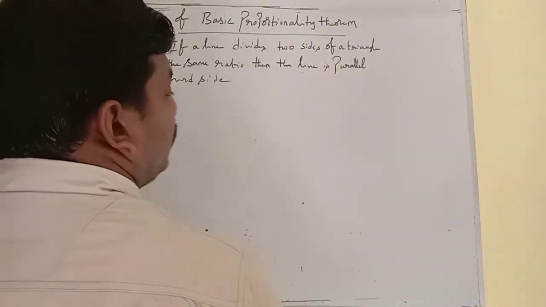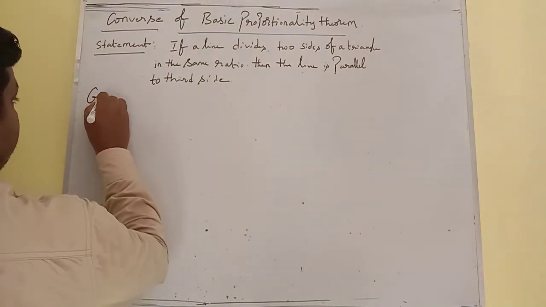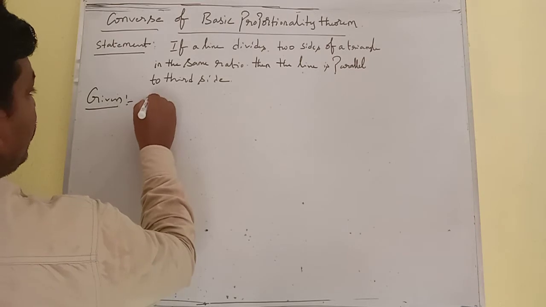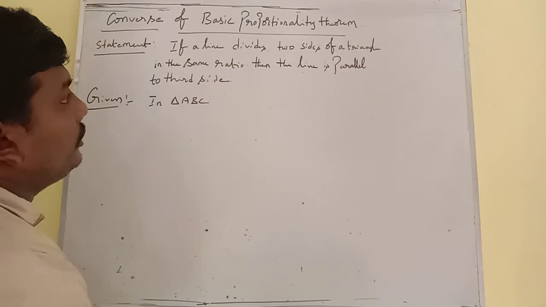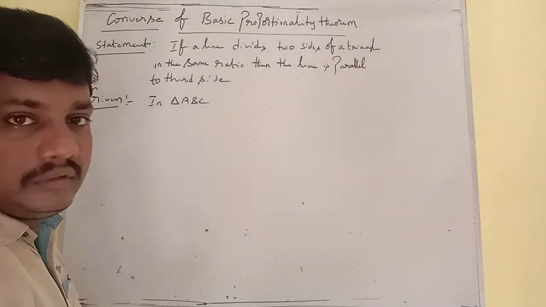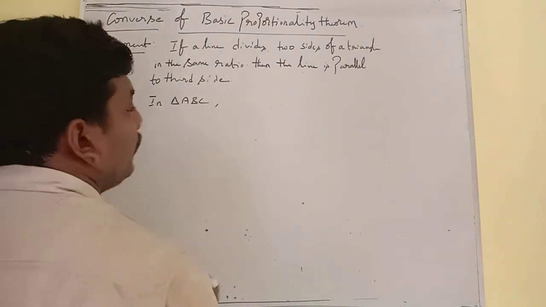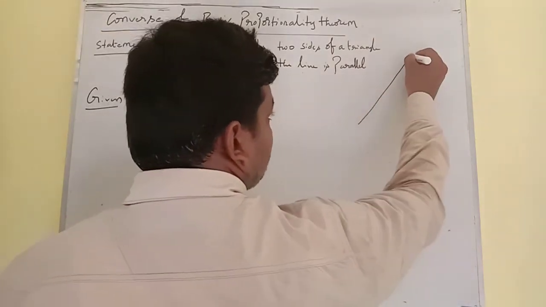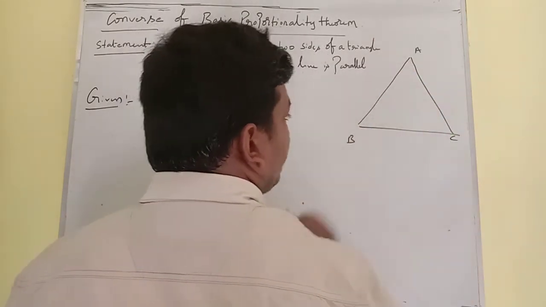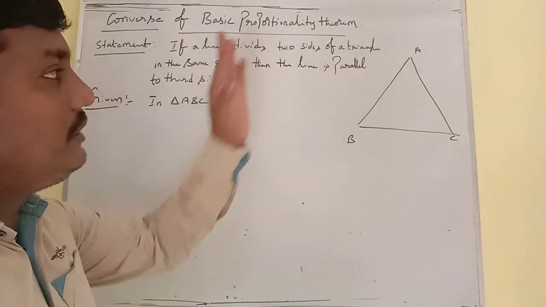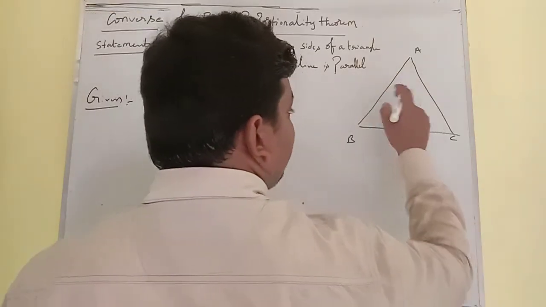Now how will the diagram be, we know already. So what is given here? In a triangle ABC, let me consider triangle ABC first. This is a triangle ABC. If a line divides two sides of the triangle in the same ratio, the two sides being AB, one side, and AC, another side.